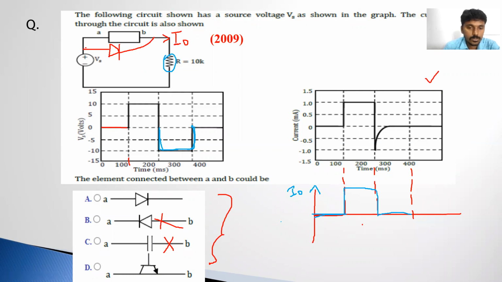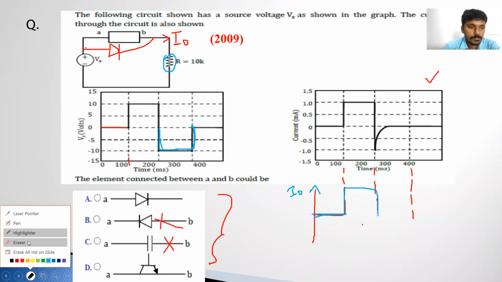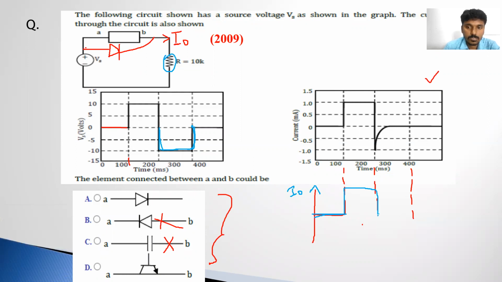But here, what will happen? Due to the storage of carriers in the junction, it will take some time to remove the carriers. Due to this, for some time the negative current is flowing and then it will become 0. This is the property of power semiconductor devices. So if we are connecting the diode, for this supply voltage we are getting this output waveform. So the diode is the right answer. Clear?